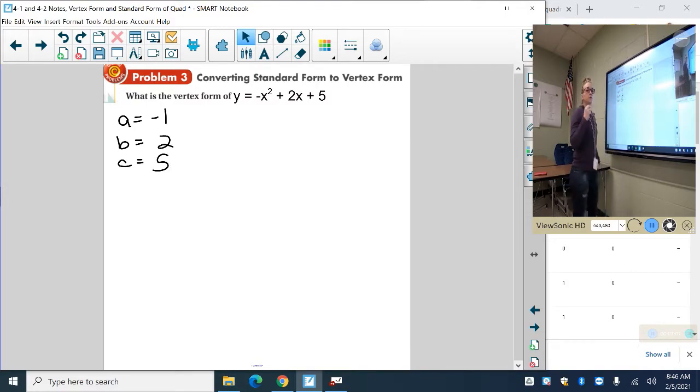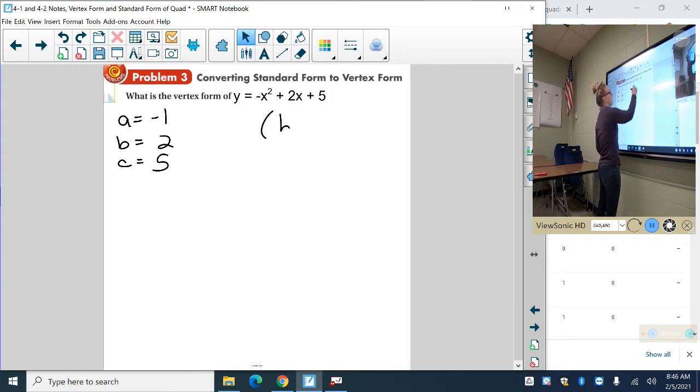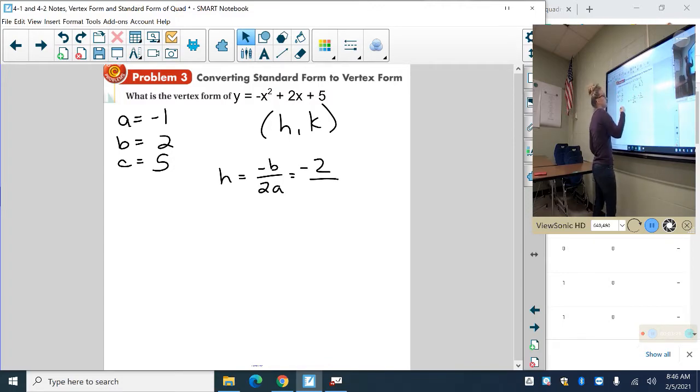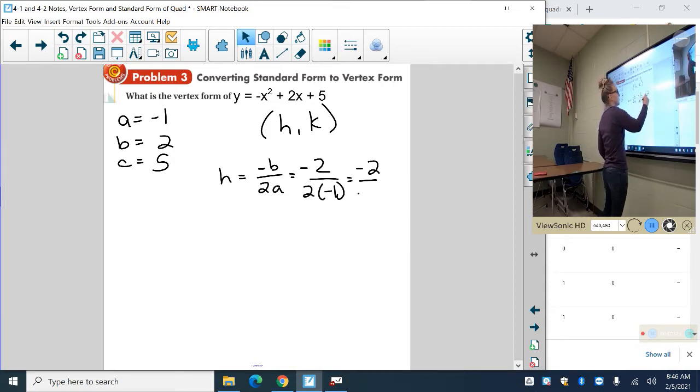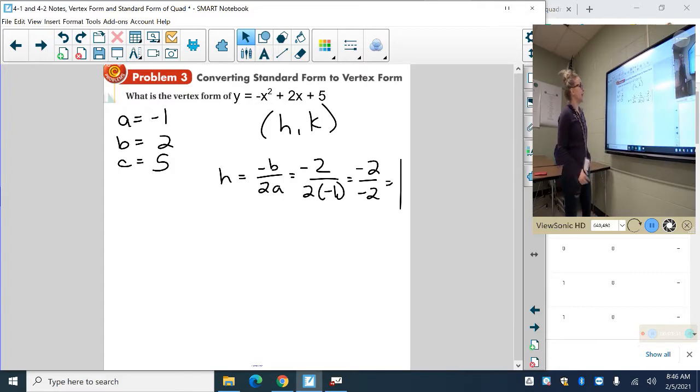So in order to find the vertex, I have to use my formula that I gave you. The H value of the vertex, if we have a vertex H, K, the H value is just negative B over 2 times A. So I'm going to take negative 2 over 2 times negative 1, which gives me negative 2 over negative 2, which is just positive 1. So the H value for my vertex is 1.